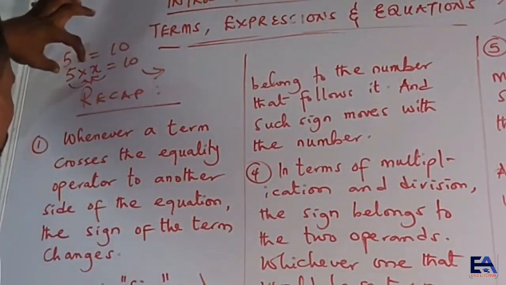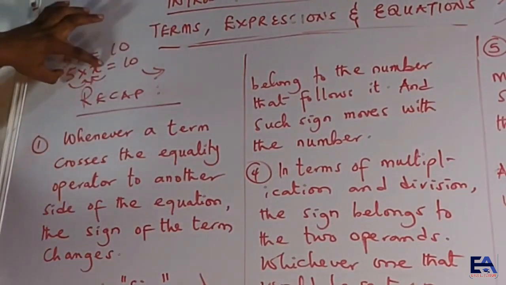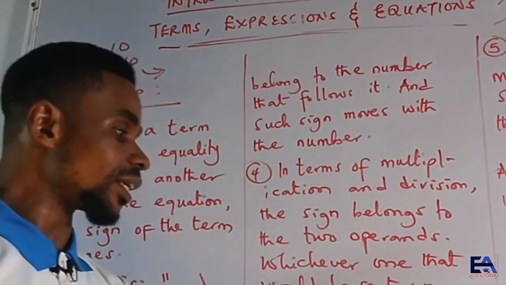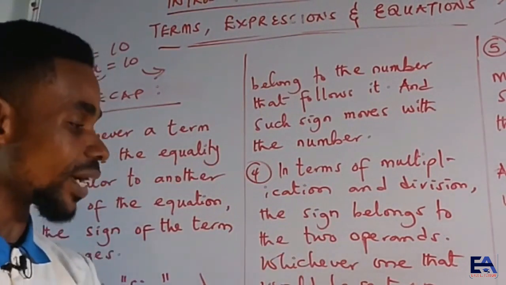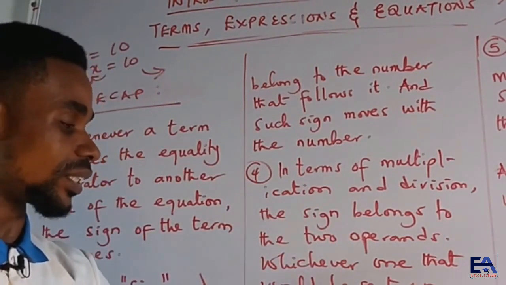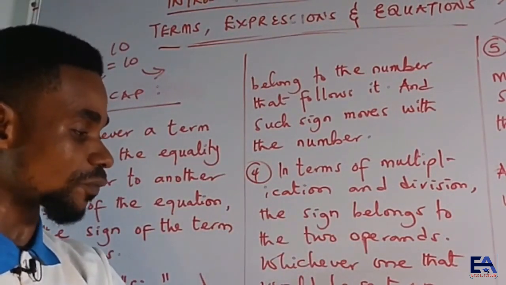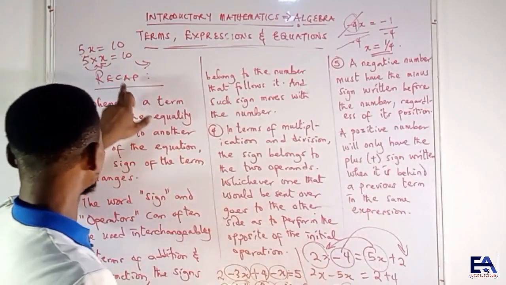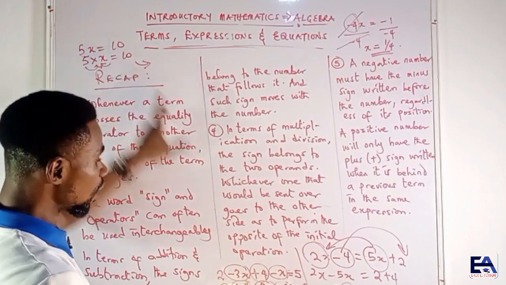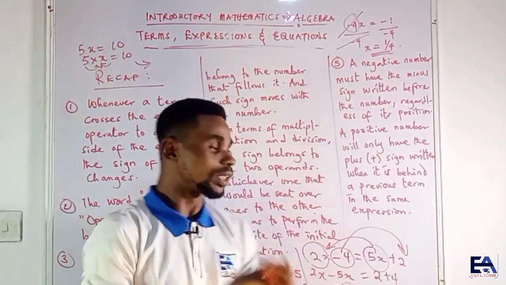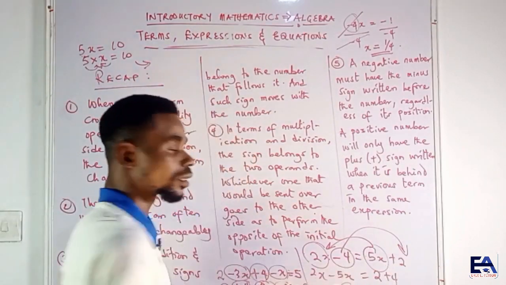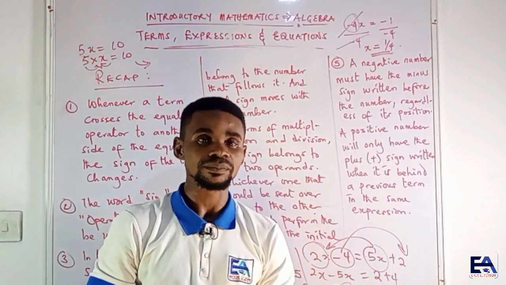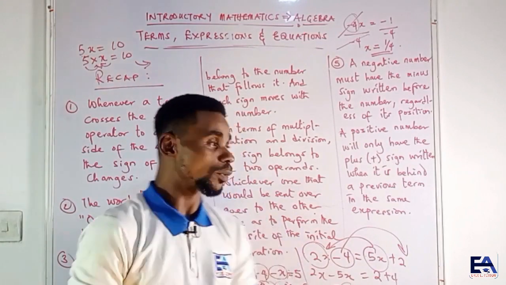Both of them are equally entitled to multiplication, unlike in the case of plus and minus, where only the number that follows the sign is entitled to it. It doesn't happen like that when it comes to multiplication or division. But for addition and subtraction, only the number that follows the sign owns that sign. I believe I'm able to make my points clear.